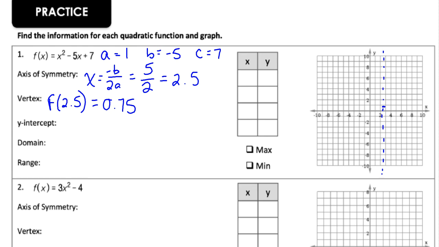All right, now I'm going to find my y-intercept by plugging in 0. And again, remember that's just the c value, which is 7. So I can come over to the y-axis and put a point at 7. And then I'm going to reflect that across those points. Going 2.5 the other way is going to put it about there.